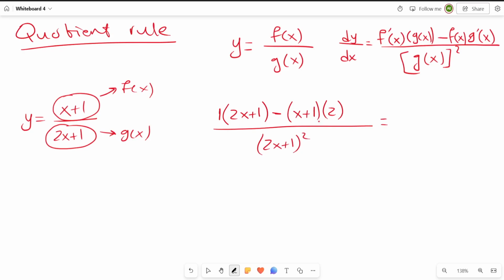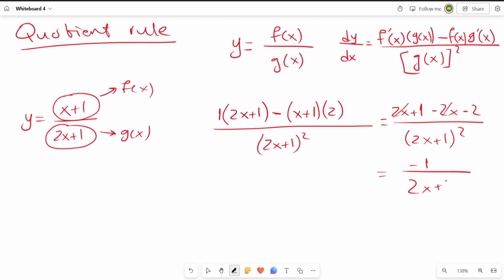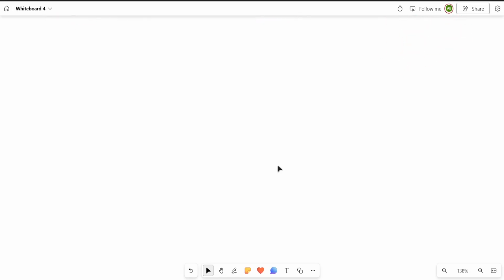So doing some simplifications, I know that this is going to be 2x plus 1 minus 2 times x is 2x, and then minus 2 times 1 is negative 2 over 2x plus 1 squared. So 2x and 2x will cancel. 1 minus 2 is going to equal a minus 1 over 2x plus 1 squared. This is how you apply the quotient rule. We can take a look at another example for the quotient rule.